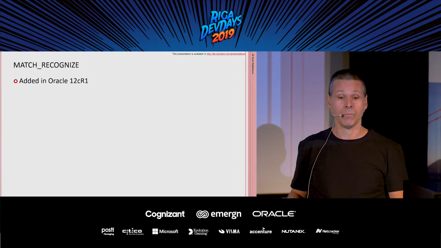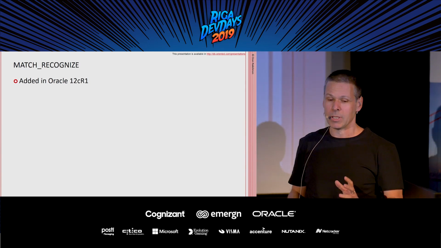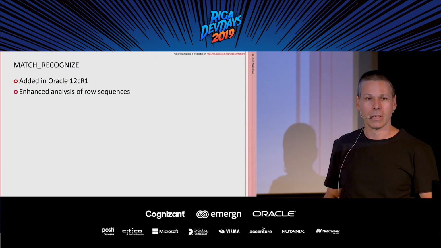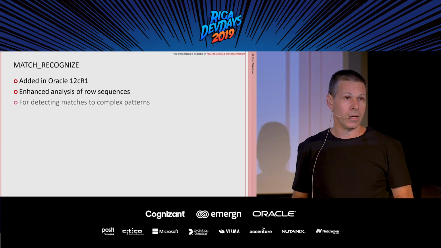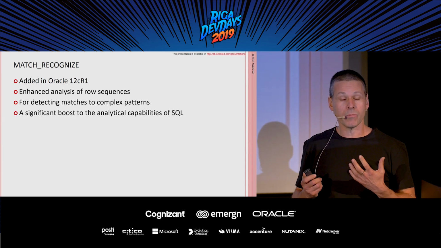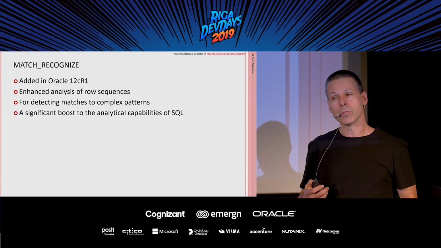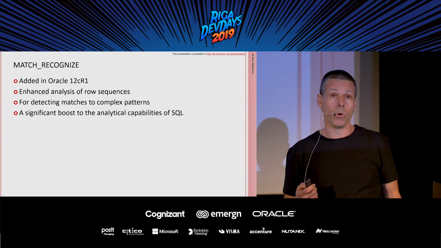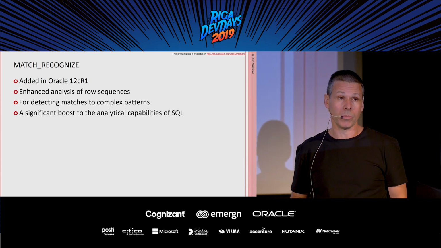Until one day, the select statement got a wonderful extension. In version 12.1, it got the match recognize clause. Match recognize allows us to perform enhanced analysis of row sequences and to detect sequences that match complex patterns. It gave a significant boost to the analytical capabilities of SQL. It allows us to solve various types of problems in a simpler way than before, in a more elegant way than before, and many times with much better performance than before.